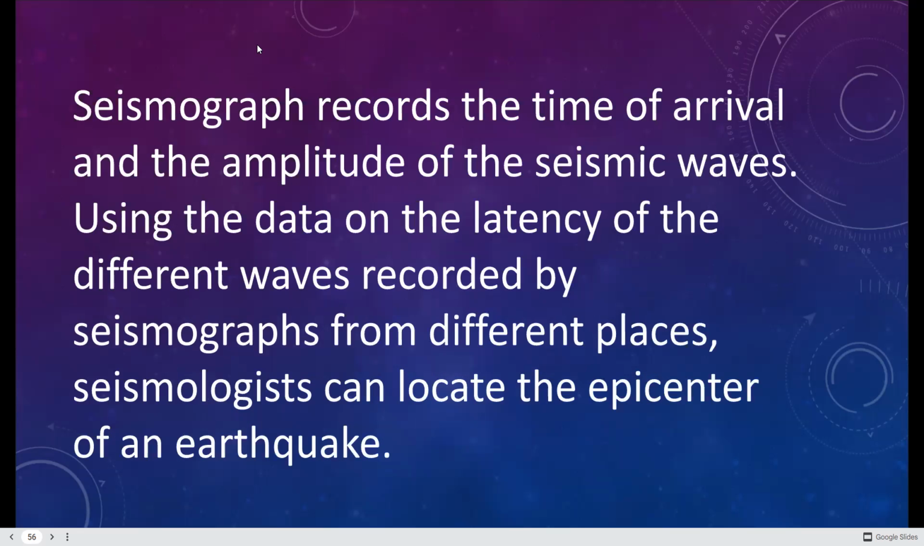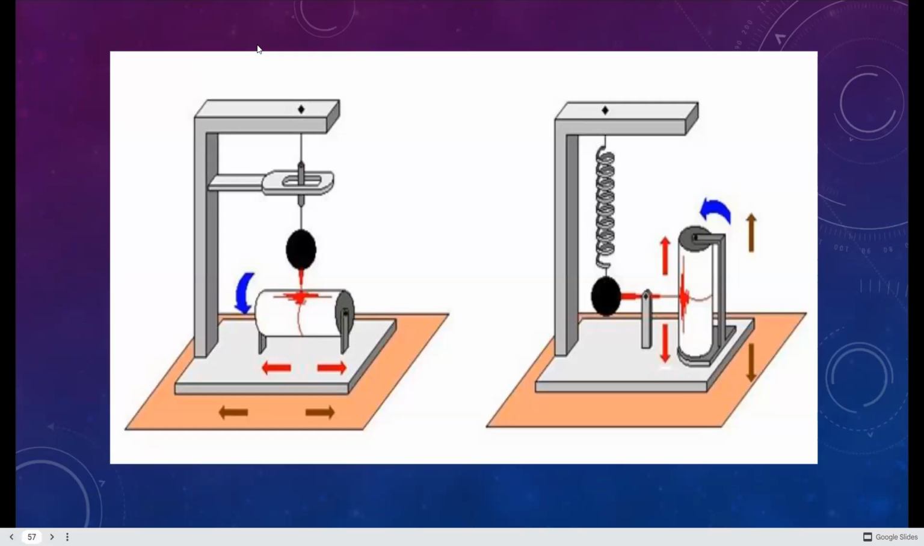A seismograph records the time of arrival and the amplitude of the seismic waves. Using the data on the arrival times of the different waves recorded by seismographs in different places, seismologists, people who study earthquakes, can locate the epicenter of an earthquake as soon as possible. This is the main reason why we can immediately locate the epicenter of an earthquake, because of this data. We have vertical and horizontal seismographs.